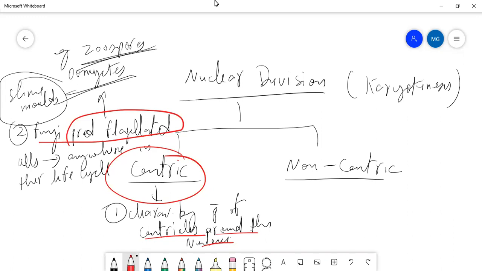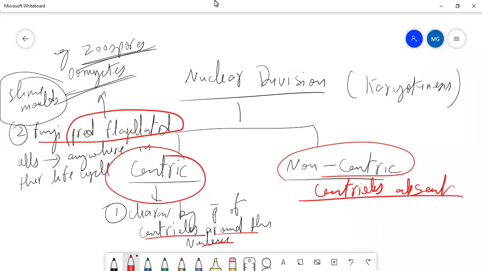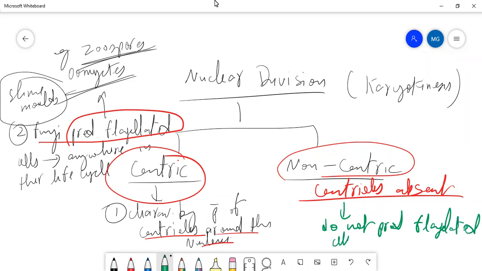Now let us look at the other side, non-centric. The name itself is very clear that centrioles are absent. Non-centric means centrioles absent. So that means those fungi which show non-centric nuclear division do not produce flagellated cells in their life cycle. Is this very clear? For example, ascomycetes, basidiomycetes, and so on.